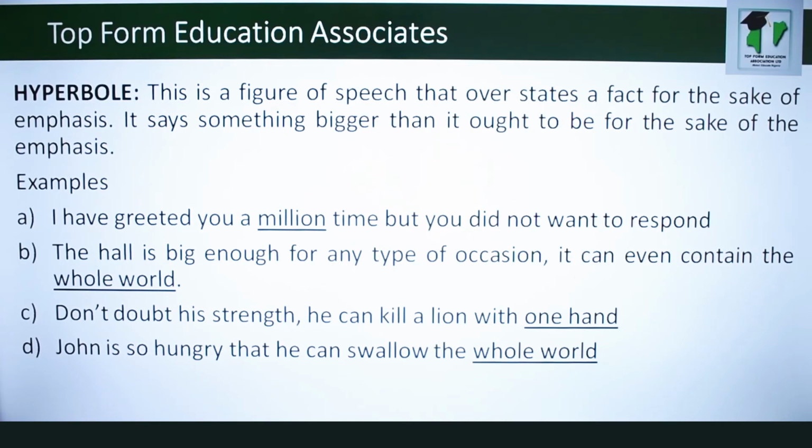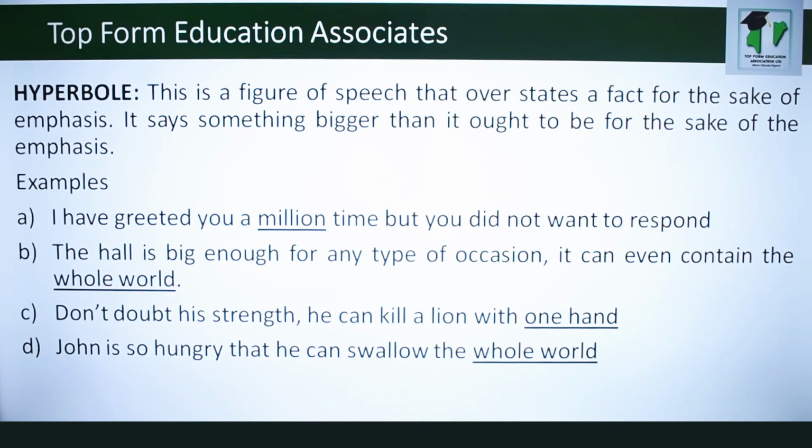For example, example A, I have greeted you 1,000,000 times, but you did not want to respond. In an expression like this, I can't even see that person that will greet another 1,000,000 times. I wonder, is it going to take how many decades for you to complete that million?